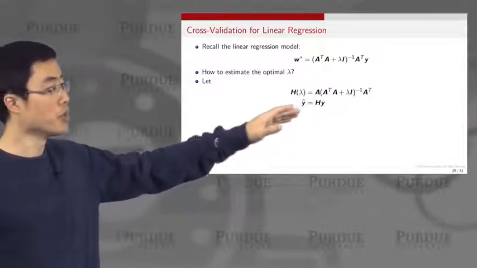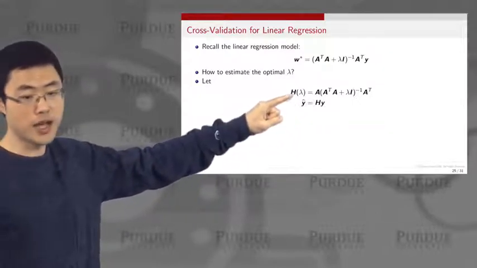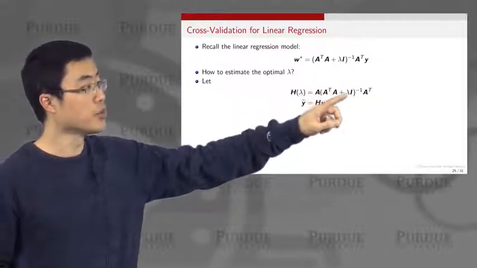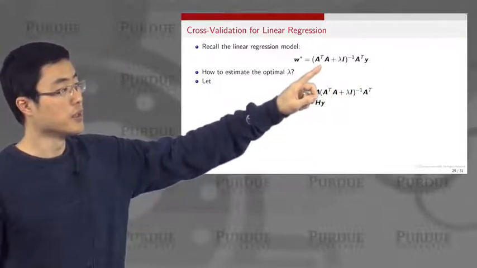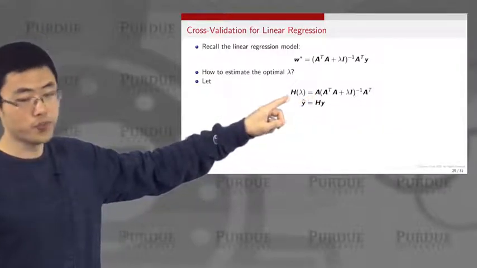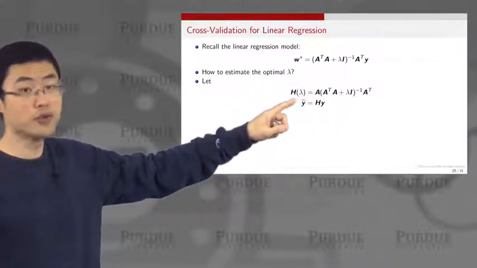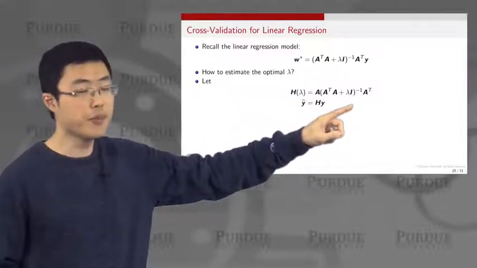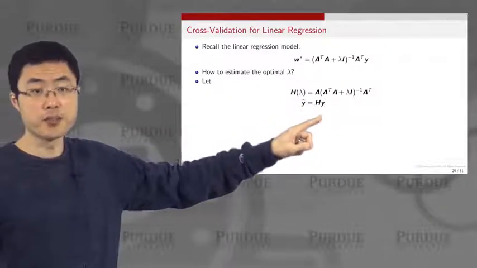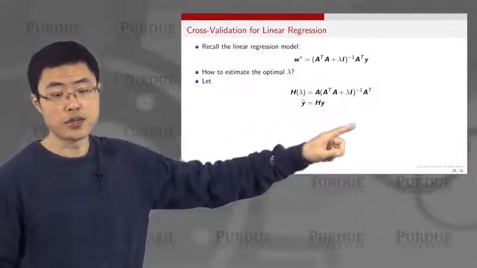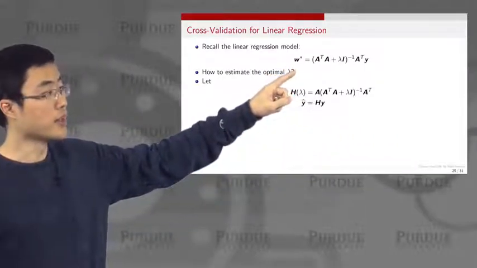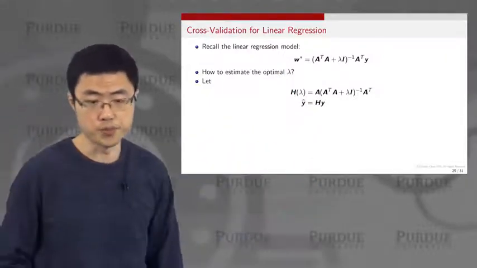What you can do is calculate H lambda, where H lambda would be the matrix associated with the equation here. So you have one more matrix A in front of that matrix. I call it H. So that would be a matrix. However, it is also parameterized using lambda, because as my lambda changes, my H will also change. Then I also define my prediction y hat, which is H times y, because that would be my W star times the A matrix. That will give me my prediction.